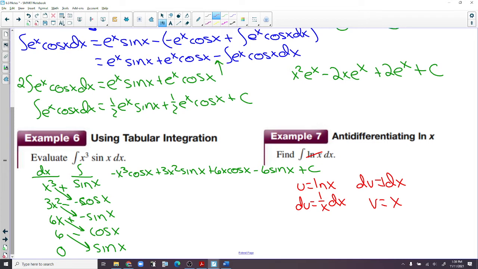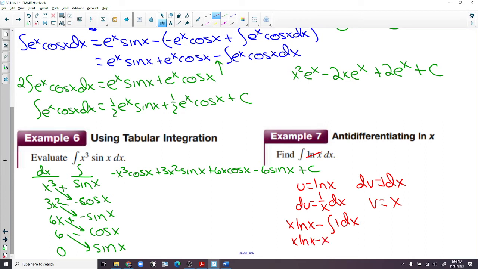The pattern is u times v, so x natural log of x minus, and 1 over x times x is 1, so we have the integral of 1 dx, v times du. So the integral of natural log is x natural log of x minus x.